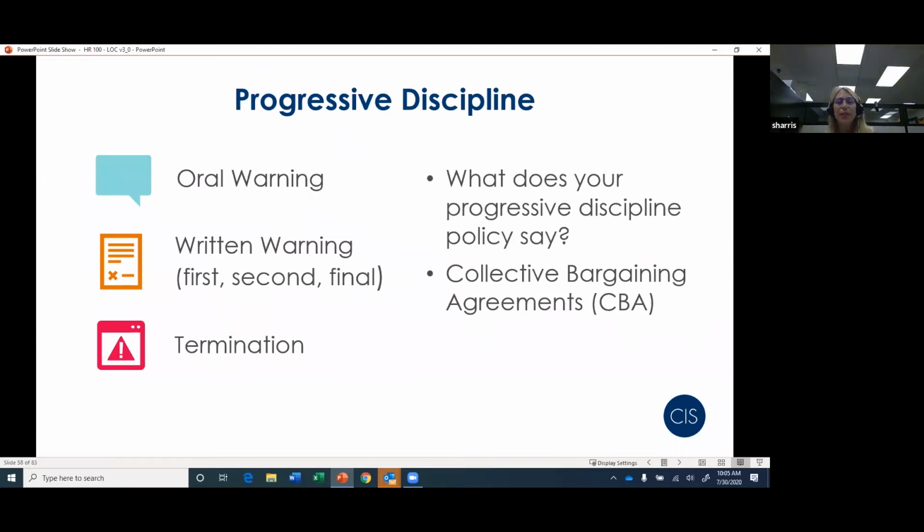Okay, progressive discipline. We talked about last week, perhaps having a progressive discipline policy, or at least an outline in your employee handbook. If you have a collective bargaining agreement you're using, you probably have progressive discipline in the collective bargaining agreement. So before you write up your discipline, or before you decide what level of discipline you're going to give, take a look at your policy. Take a look at your collective bargaining agreement, okay? So it may say that you give an oral warning, or you may go straight to a written warning.